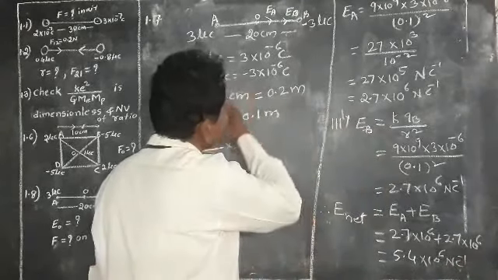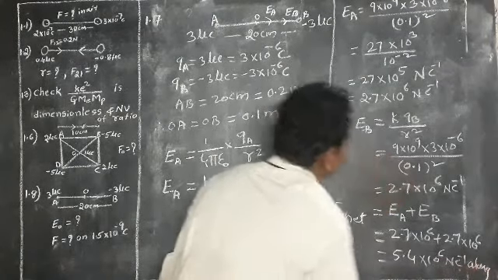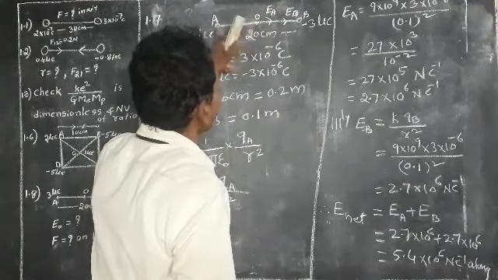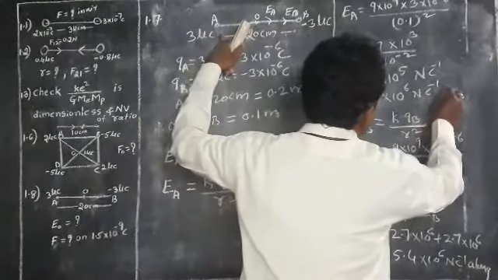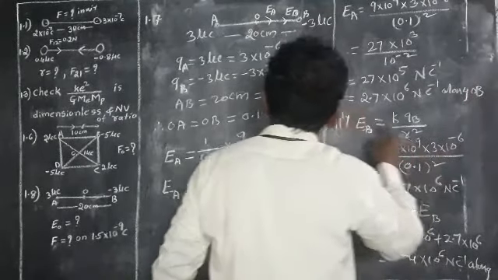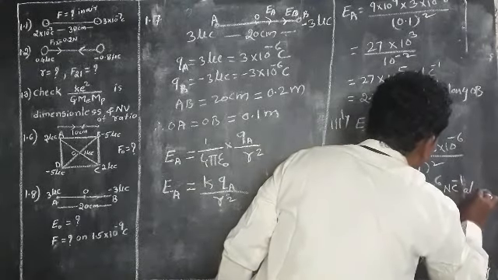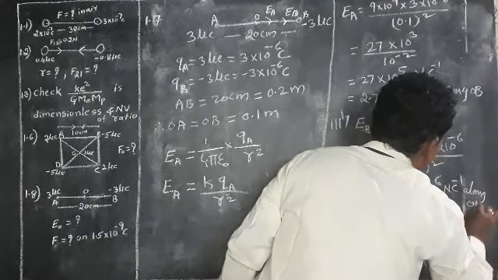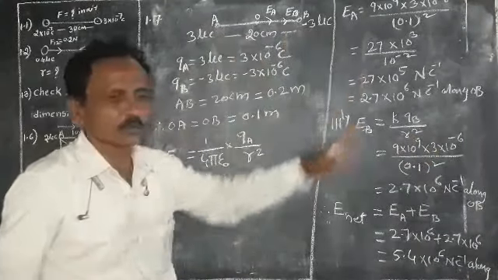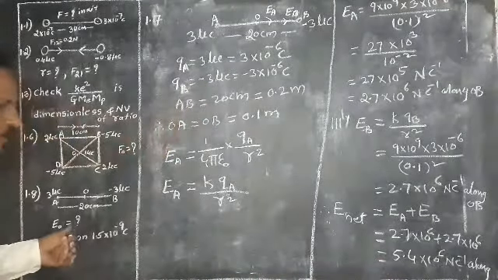The direction of the net electric field is along OB. The electric field at O due to the charge at A is also along OB, and the field at O due to the negative charge is also along OB. Therefore, the direction of the individual fields and the net field is along OB. This is the net electric field at O.